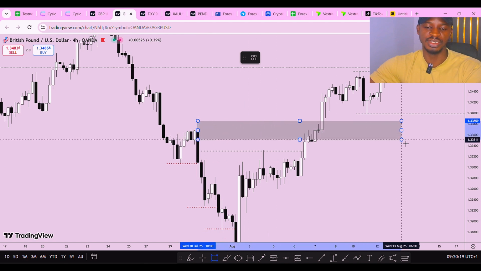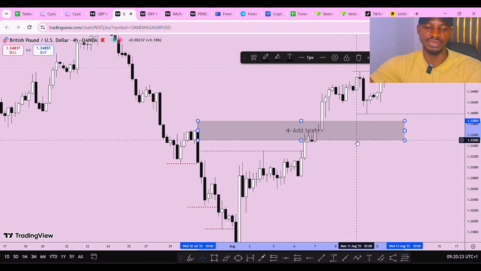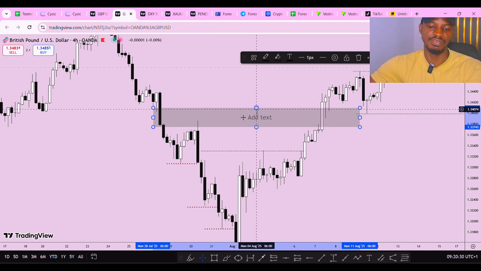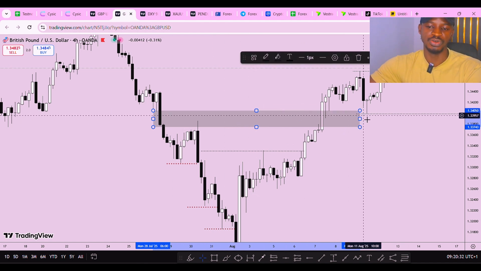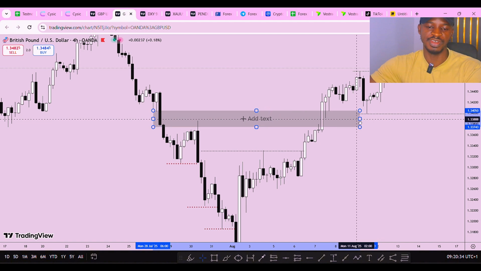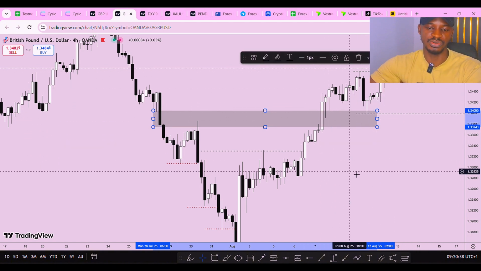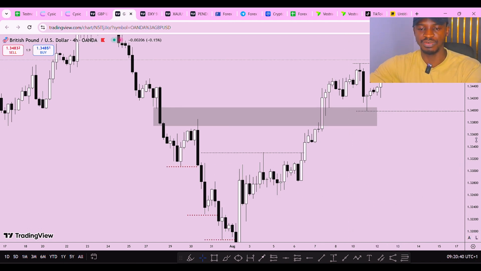You can use it to spot opportunity in the market, or you can use the inverse fair value gap. In this case, our inverse fair value gap is here. You understand? This is the inverse fair value gap here. Once the price returns to this inverse fair value gap, you can now ride it to the upside. So this is it, guys. This is what I have for you.